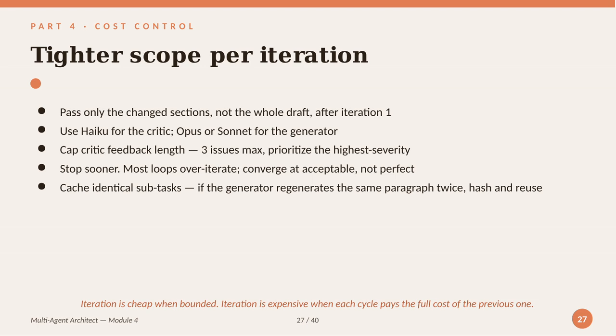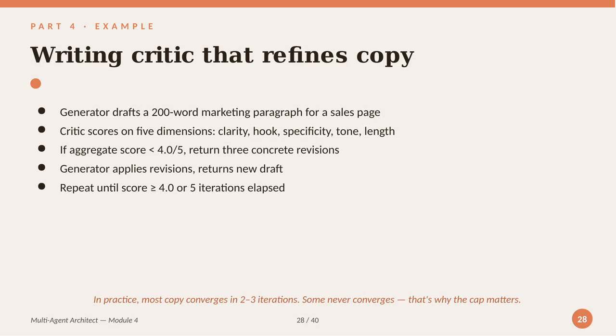5. Cache identical subtasks. If the generator regenerates the same paragraph twice, hash the input and reuse. This is overkill for most loops, but it's a technique to keep in your back pocket for high-volume systems. Iteration is cheap when bounded. Iteration is expensive when each cycle pays the full cost of the previous one. The tactics above are how you keep it bounded.